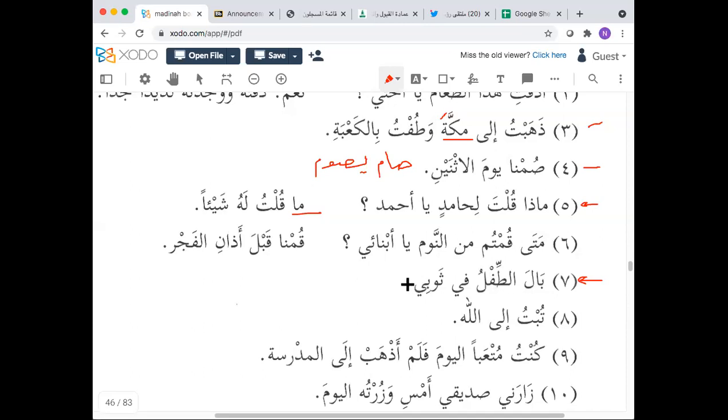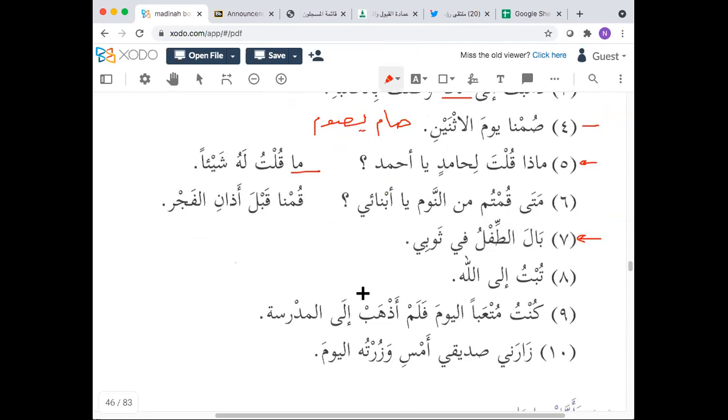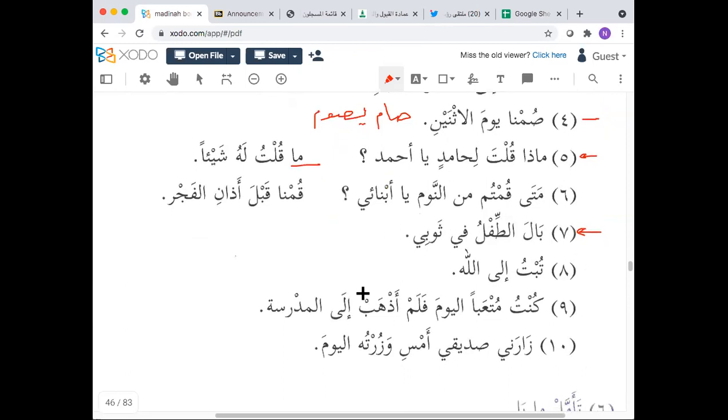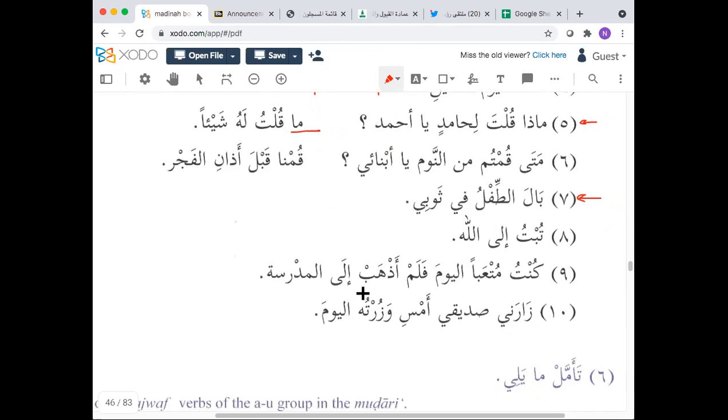السابع. بال الطفل في ثوبي. ما معنى هذه الجملة؟ I was hoping you wouldn't ask. Does it mean the child wore my thobe? No. Bala, Allahu A'lam, bala yabulu means to urinate. يبول. بال الطفل في ثوبي. The baby urinated on my clothes, or on my thobe.